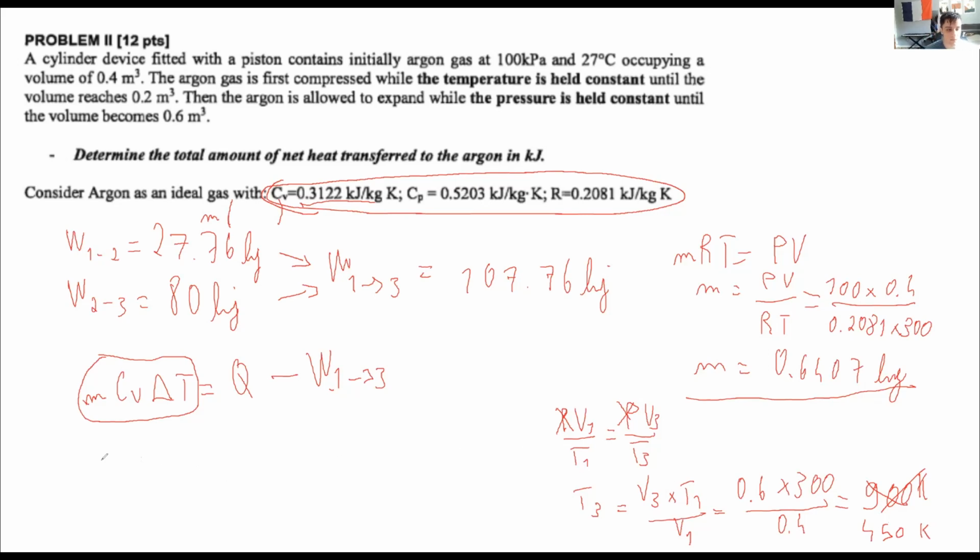Okay, so now we have all our values. We can just plug everything in. 0.6407 times CV, which is given to us, 0.3122 times delta T, which is T3, 450 Kelvin minus 300 Kelvin. Or if you want, you can switch back to, actually, no, don't switch back to Kelvin, never mind. We can place the work on the other side. So that'll be plus 107.76 is equal to Q, the net heat transfer, which we were trying to find.